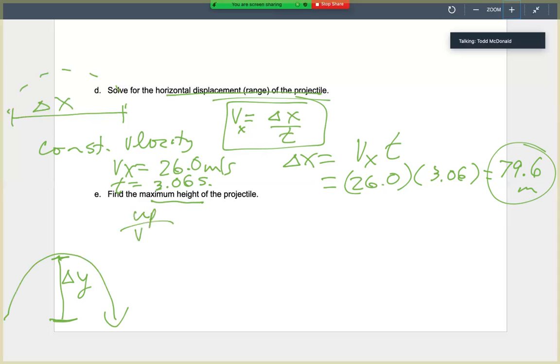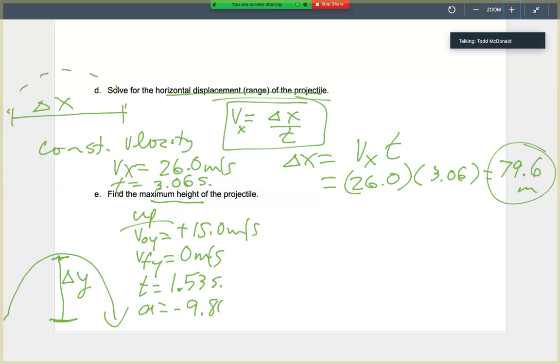You know, the initial velocity in the y direction is positive 15.0 meters per second. You know, the final velocity to get to the highest point is 0 meters per second. The time it takes, we do know that now. We already calculated that 1.53 seconds is how long it takes to get to the top position. We also know acceleration is negative 9.80 meters per second squared. What we don't know is this delta y.